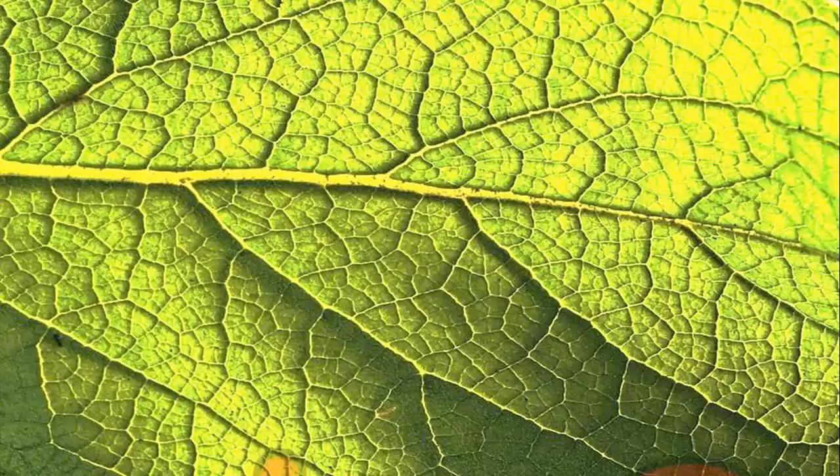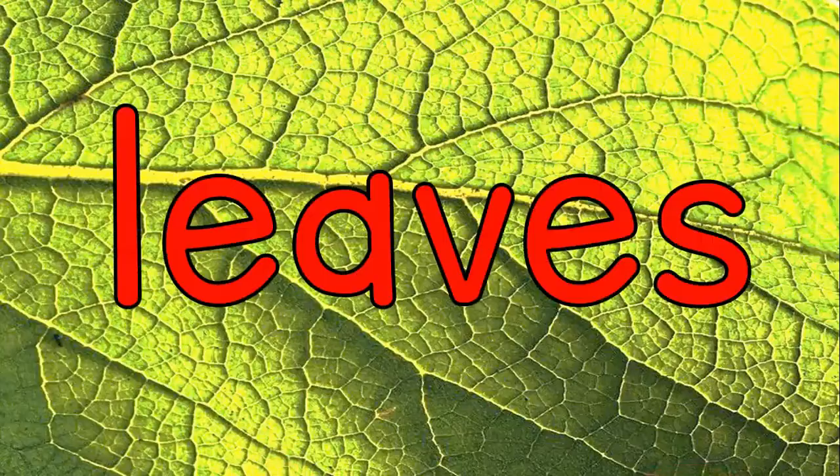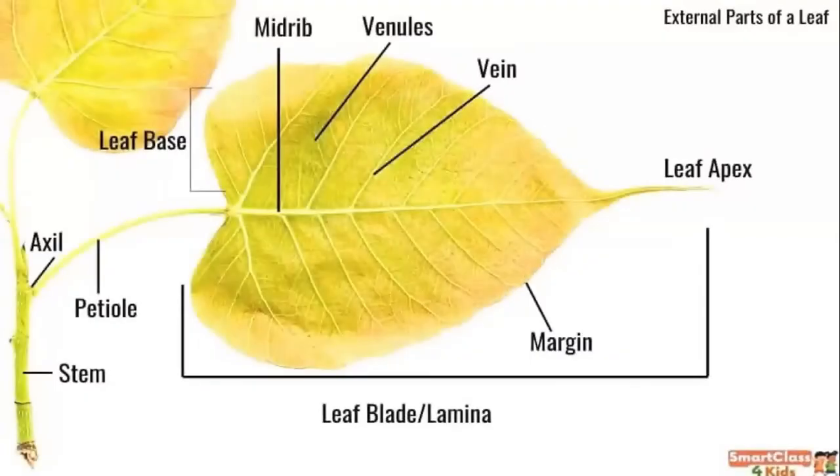Let's move on to the next part. We have the leaves. Now, let's talk about the basic part of a leaf. These are the external parts of a leaf. Let's start with, of course, you already know what the stem is. Let's start with the axil. The axil is the angle between the upper side of a leaf and the stem from which it grows.